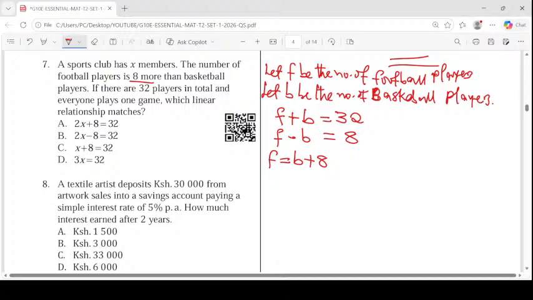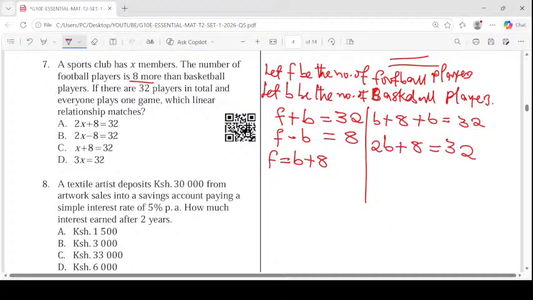And if F becomes B plus 8, now I can substitute it into my first equation. Wherever there is F, I'll be talking about B plus 8. So this will now become B plus 8, which is our F, plus B, should be equivalent to 32. Relating this, B plus B becomes 2B plus 8 equivalent to 32.